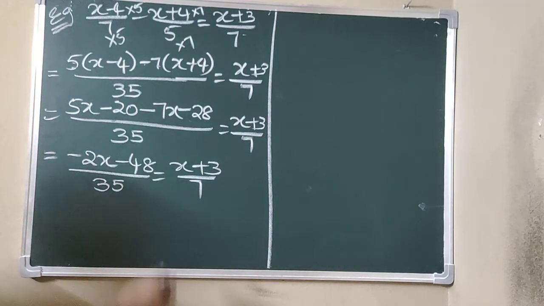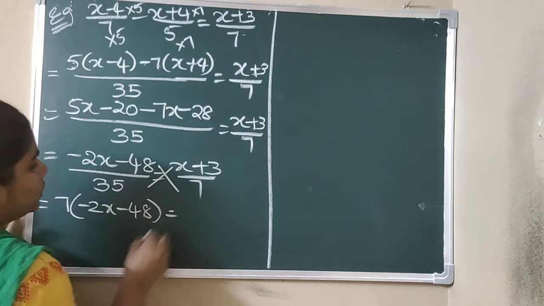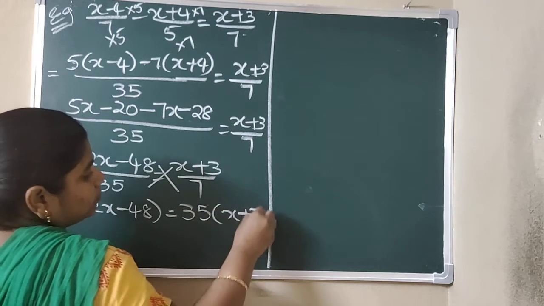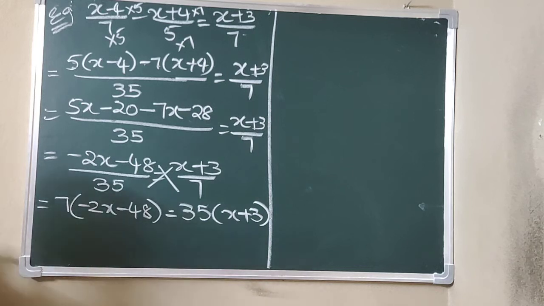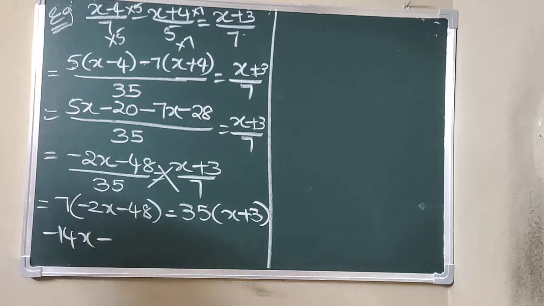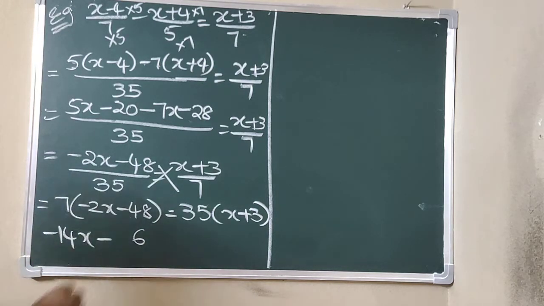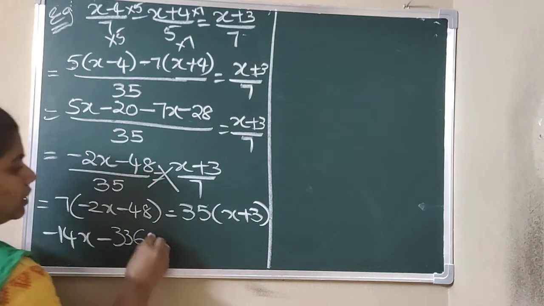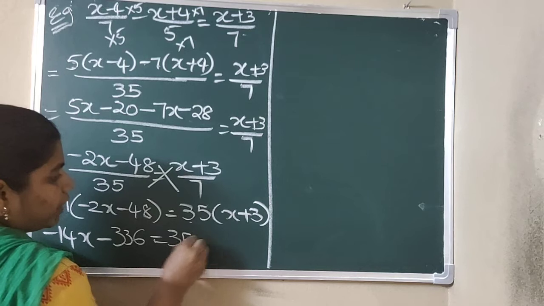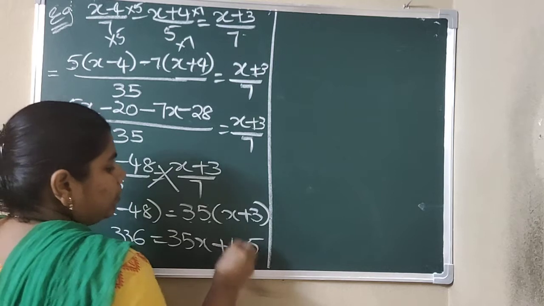Now do cross multiplication here. So if you do the cross multiplication here, that will be 7 into (minus 2x minus 48) will be equals to 35 into (x plus 3). Okay, so now multiply 7 into 2 will be 14, minus 14x minus 7 into 48. So here 7 8s are 56, 7 4s are 28, 29, 20, 33. So it will be 336 is equals to 35 into x will be 35x plus 35 3s are 105.